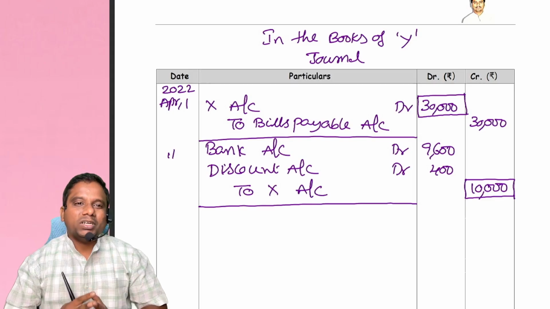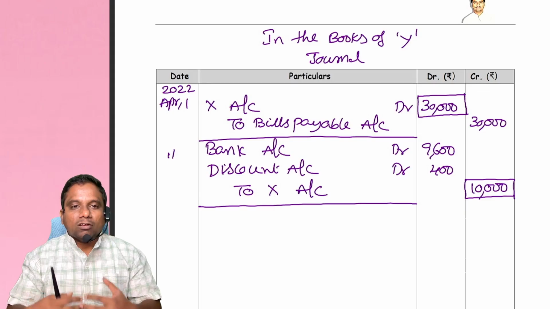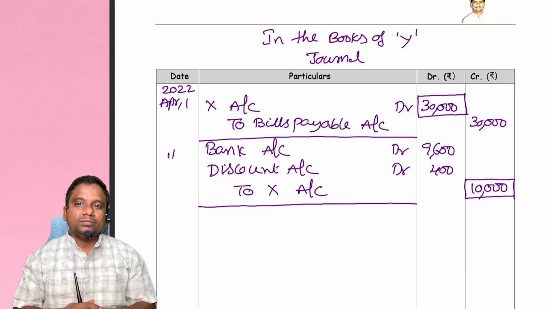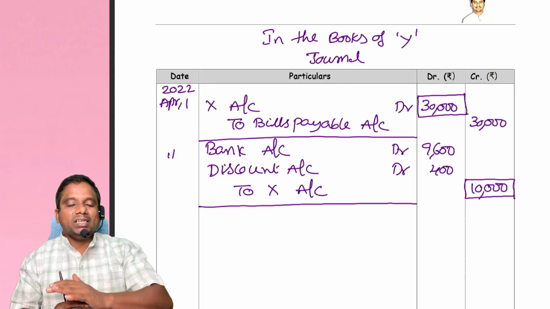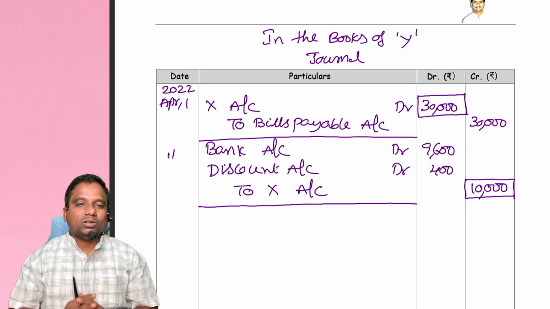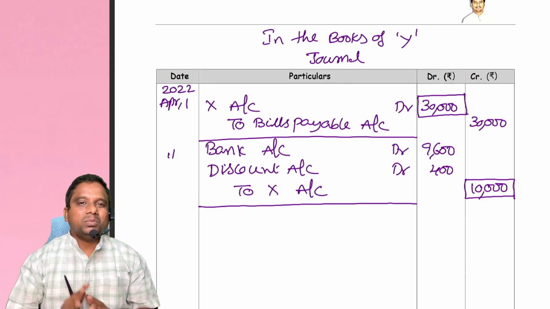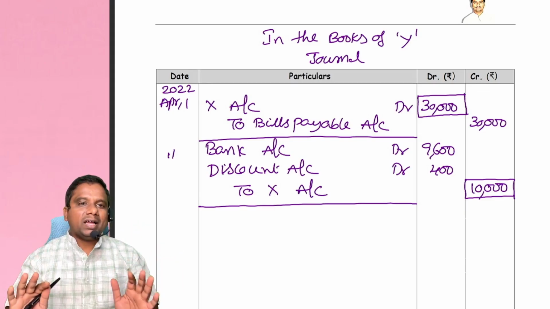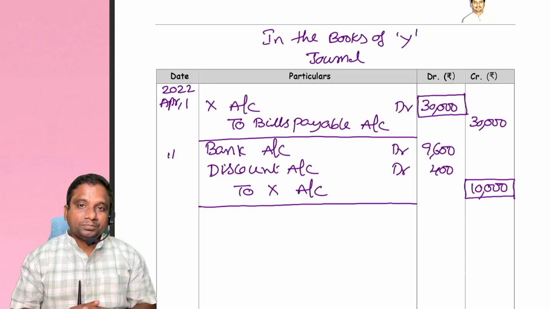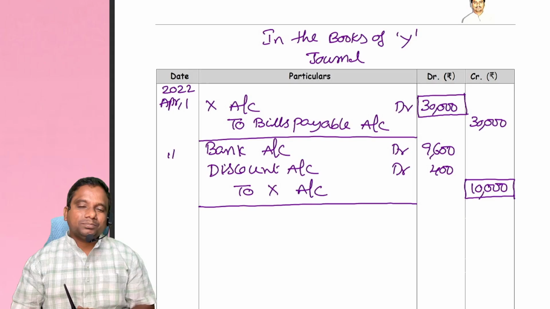This is an accommodation bill, because who accepted the bill? Y. Y has to honor the bill. To honor this bill, X has to send 20,000. Y will add 10,000. Total amount 30,000. Y will honor the bill. If it happens, X happy, Y happy, bank happy. But in case of accommodation bill, this will never happen.